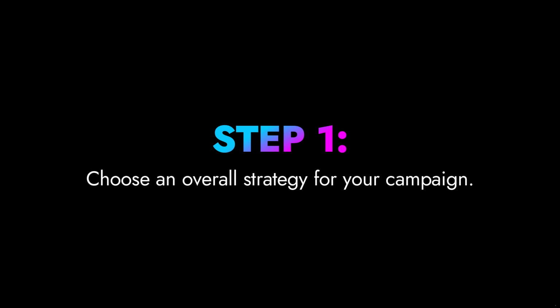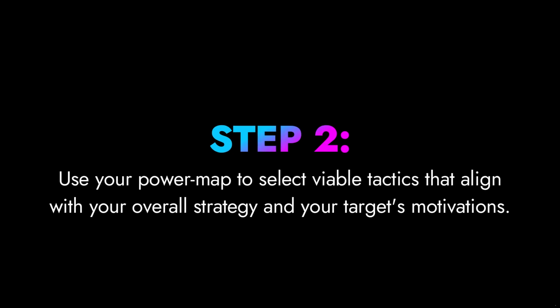In our last video, we talked about how the first step in designing a strategy is choosing an overall strategy for your campaign, like a hero strategy, a pressure strategy, a political cover strategy, or a persuasion strategy, or anything else you think will work. Today, we're going to talk about step 2 of strategy, which is using your power map to select viable tactics that align with your overall strategy and your target's motivations and will influence them successfully.